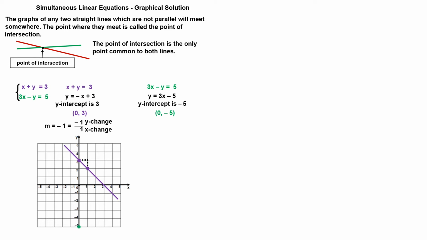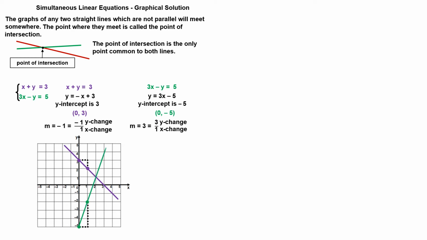The slope or gradient is 3. The numerator means change in y direction and the denominator means change in x direction. Starting at the y-intercept, go right 1 unit and up 3 units. This is another point on the line. Draw the line.